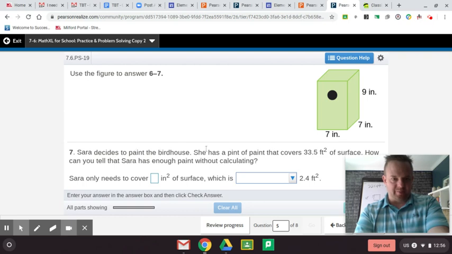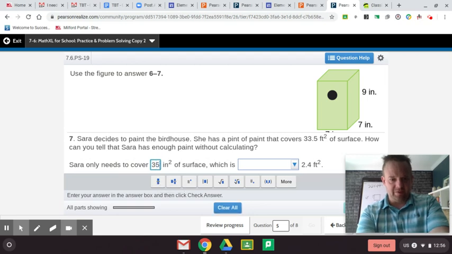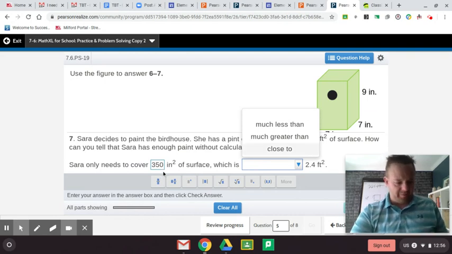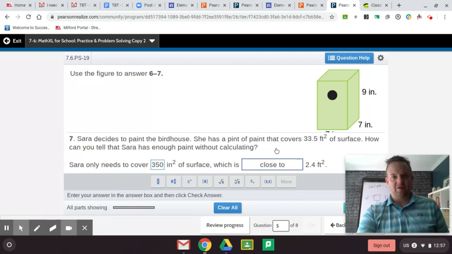Sarah decides to paint the birdhouse. She has a pint of paint that covers 33.5 feet squared of surface. How can you tell that Sarah has enough paint without calculating? So let's remember, she only needs to cover 350 inches squared of surface, which is, now I bet you anything, when we do 350 divided by 144, because there's 144 square inches in 1 square foot, 350 divided by 144 is 2.43. So that is very close to 2.4.